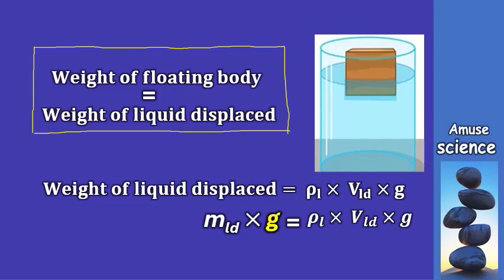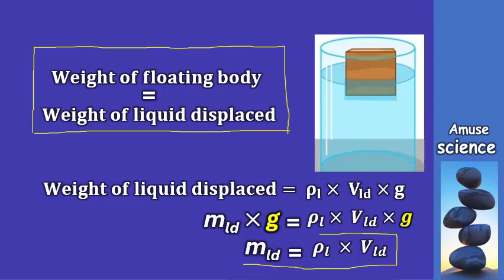And since acceleration due to gravity is on both sides of the equation, we can divide both sides of the equation by the acceleration due to gravity. In this case, we are going to arrive at the mass of the liquid displaced is equal to the density of the liquid multiplied by the volume of the liquid displaced. This is the beautiful concept of flotation. Now let's do some computations.